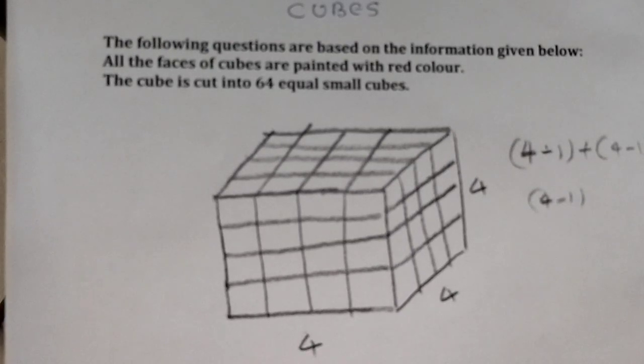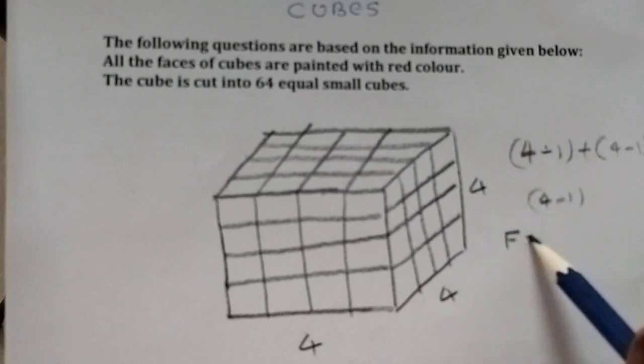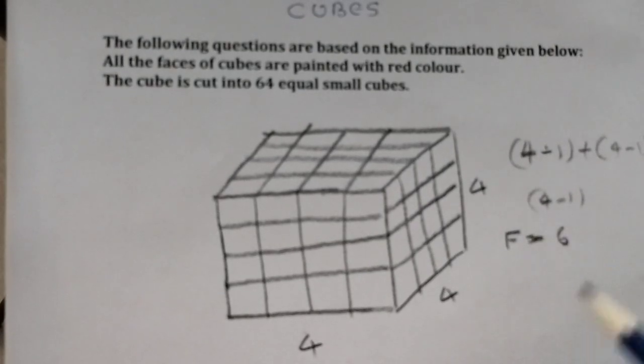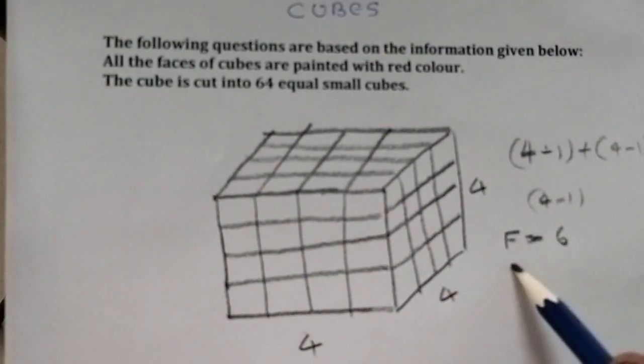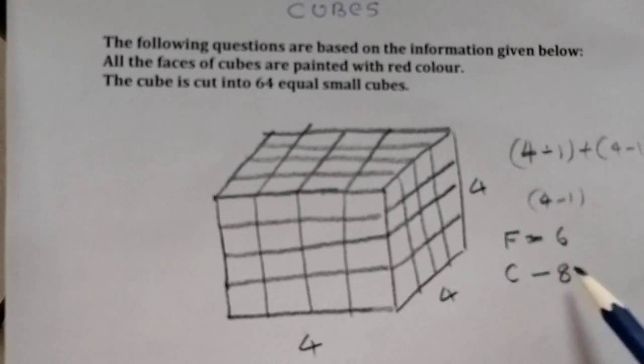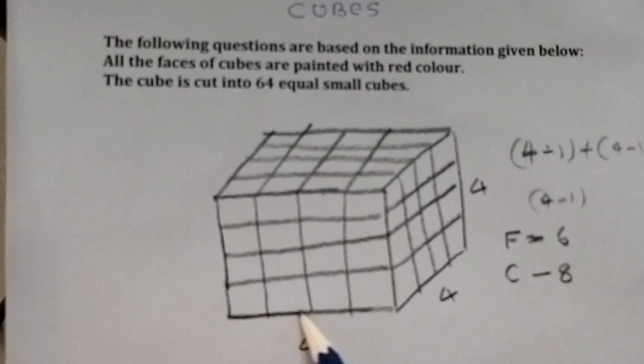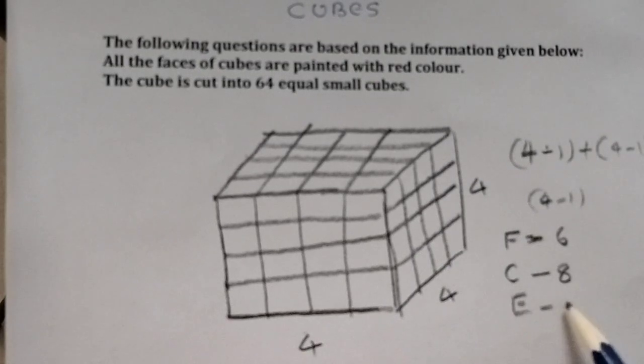Now, did you observe in a cube how many faces we have? There are 6 faces. How many corners? These are what we call corners. There are 8 corners. How many edges? These are edges. Totally 12 edges. So this entire cube is painted with red color.